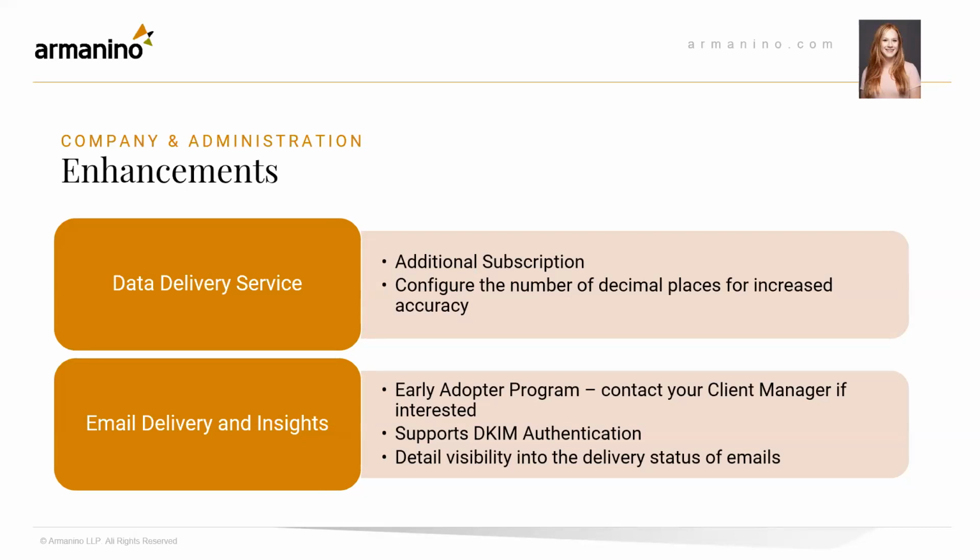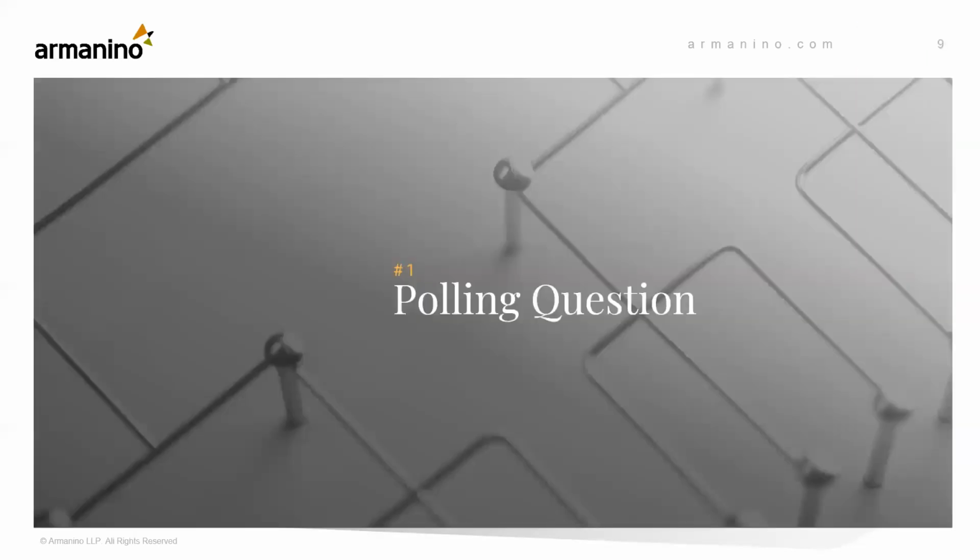And there is also an update to email delivery and insights. This is an early adopter program, so if you're interested in joining the early adopter program, please contact your client manager. But the email delivery and insights does support a DKIM authentication, which allows for additional detailed visibility into the delivery status of the emails coming out of Intacct. So this can be super helpful if you're having a disconnect between the emails coming out of Intacct to wherever they're going. With that, we will launch our first polling question.